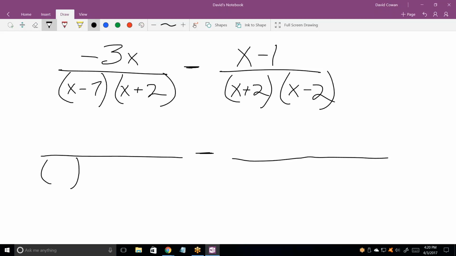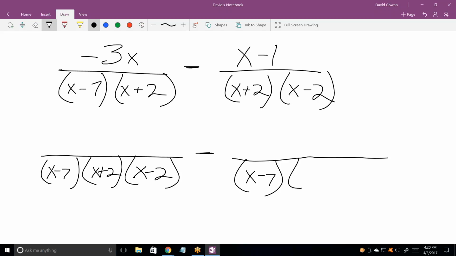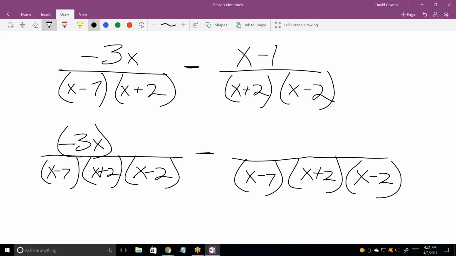The common denominator is going to be x minus 7, x plus 2, and then x minus 2. Good. So I'm going to write that on both spots, like this. And now when I figure out my numerators, I will very easily be able to see whether I'm making a mistake. So the first thing I know I'm going to need is that 3x. What else goes in the numerator? x minus 1.